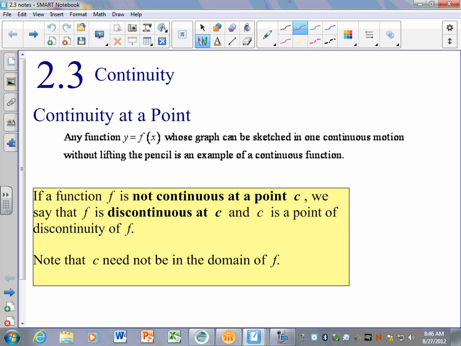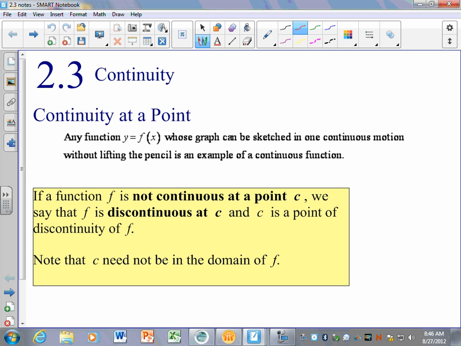We talked about this last year. A really easy way to think about a continuous function is if you could sketch it without ever lifting your pencil up, then that would be a continuous function. Like sine and cosine, those are continuous functions. Tangent is not continuous, because you have those asymptotes, which means you'd have to pick your pencil up. Linear functions are continuous. Parabolas are continuous.